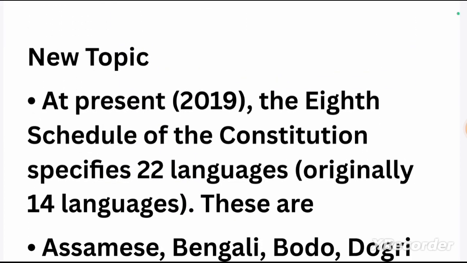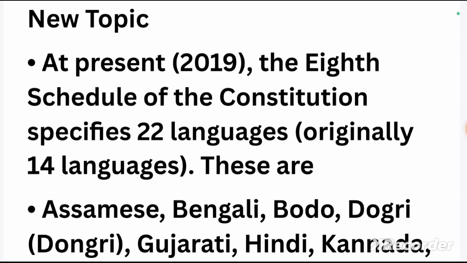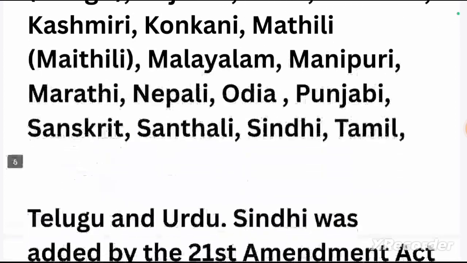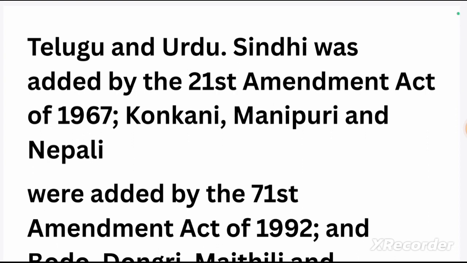New topic. As of 2019, the 8th Schedule of the Constitution specifies 22 languages, originally 14 languages. These are Assamese, Bengali, Bodo, Dogri, Gujarati, Hindi, Kannada, Kashmiri, Konkani, Maithili, Malayalam, Manipuri, Marathi, Nepali, Odia, Punjabi, Sanskrit, Santhali, Sindhi, Tamil, Telugu and Urdu.